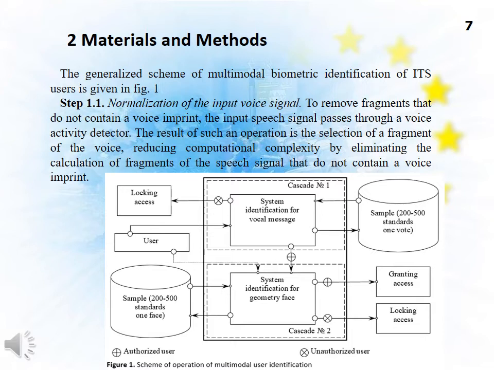The generalized scheme of multimodal biometric identification of ITS users is given in Figure 1. Step 1 is normalization of the input voice signal. To remove fragments that do not contain a voice imprint, the input speech signal passes through a voice activity detector. The result of such an operation is the selection of a fragment of the voice, reducing computational complexity by eliminating the calculation of fragments of the speech signal that do not contain a voice imprint.